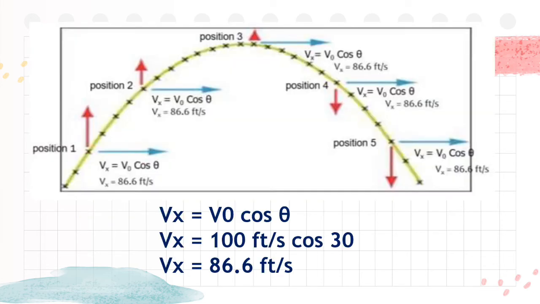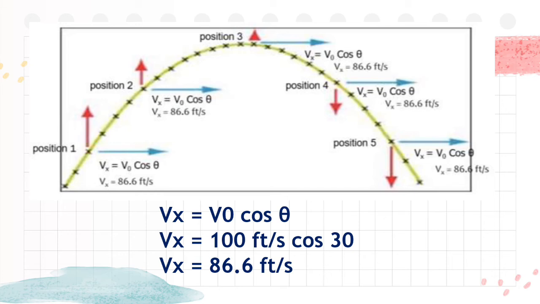Since we are solving for the horizontal component at position 1, we are going to use the equation v sub x is equal to v naught cosine theta. Substituting the given into the formula, v sub x is equal to 100 feet per second times cosine 30. The value of our horizontal component at position 1 is then 86.6 feet per second.